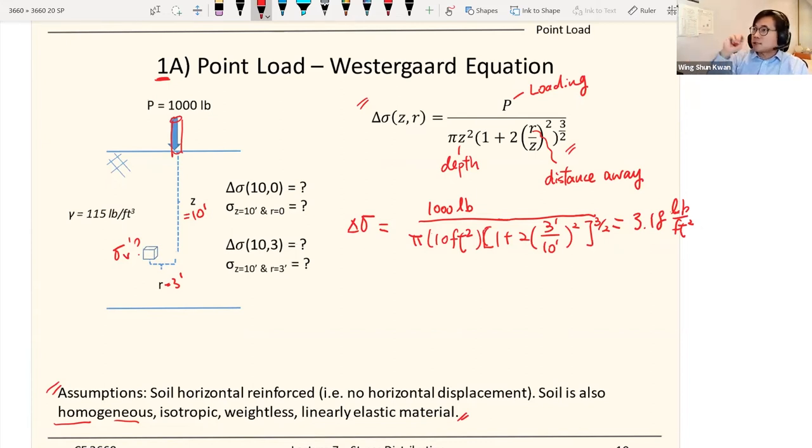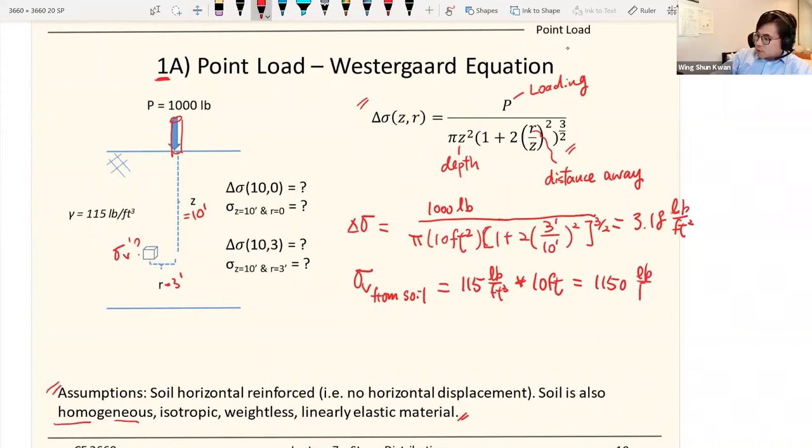And realize that this is not the total stress at that level, because for this soil element, it's not only the surcharge, but you also have the above ground soil on top of you. So you also have the stress from the soil, of the free field conditions that you have been calculating, just like what you have been doing. So the stress here will be the unit weight of the soil times the depth. With that, this is 1150 pounds per square foot.